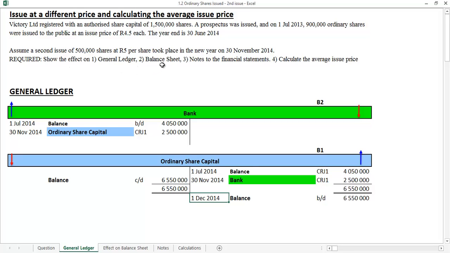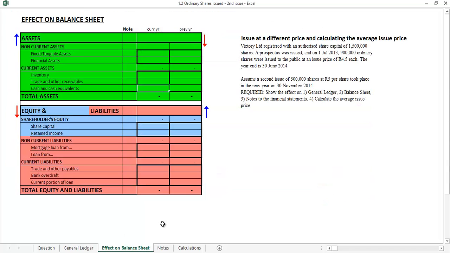Now the required also asks us to show the effect on the balance sheet. So let's have a look at that. We had the original issue, which was increasing my cash. Remember, my assets increased because I obtained more financing, but I also owe more money to the owners. So that was the original issue of the 4 million that we issued, the first 900,000 shares, right? And that also increased my share capital and the money that I owed to the owners. Good. Then the second issue is going to be exactly the same. It's simply going to increase my cash and it's going to increase my share capital.